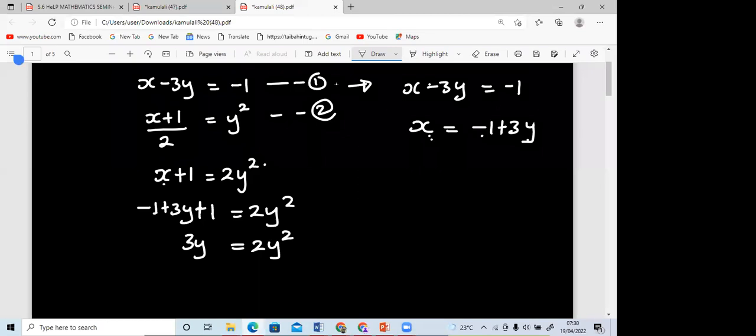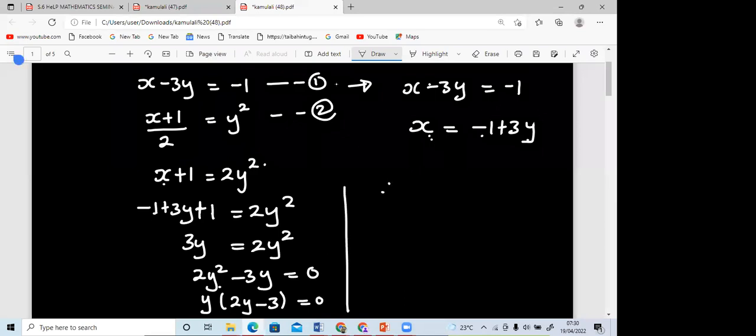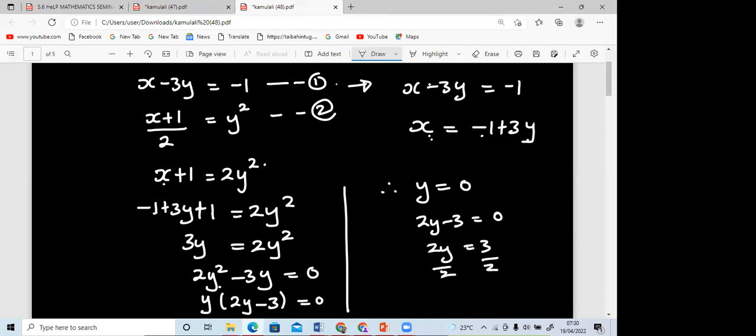So I can have 3y come to the other side, and I have 2y squared minus 3y is equal to 0. So y is common, and this is a quadratic equation, meaning I can factorize out y. I remain with 2y minus 3 is equal to 0, meaning that one of my values of y is 0, and the second value is 2y minus 3 is equal to 0. So this is 2y equaling 3. When I divide by 2, I get my y as 3 out of 2, or 1.5. So I'm happy that most of us got those values. Good.